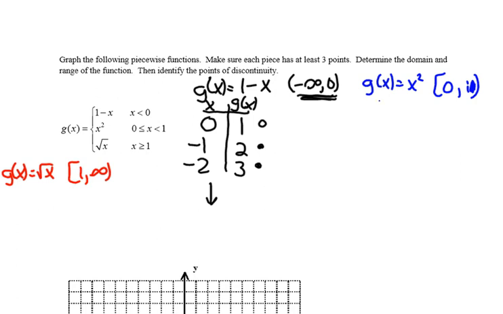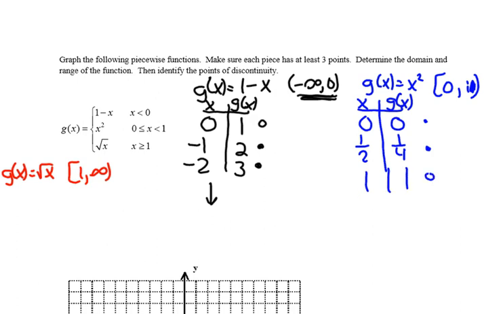Okay, in blue. So that's going to be x and g of x. So plugging in 0, that's 0. Now remember, 0 is in the domain, so that's a closed circle. Now, I want to pick something that is in between 0 and 1. Best suggestion might be 1/2. 1/2 squared is 1/4. 1/2 is in the domain, so that is going to be a closed circle. And then I'm going to pick 1. 1 squared is 1. 1 is not in the domain here. That is an open circle.